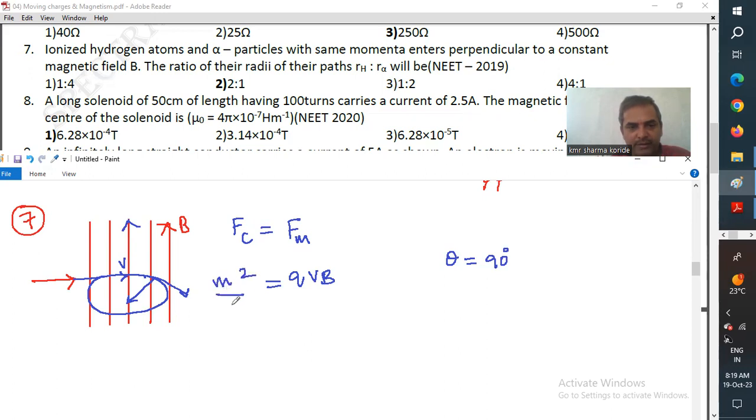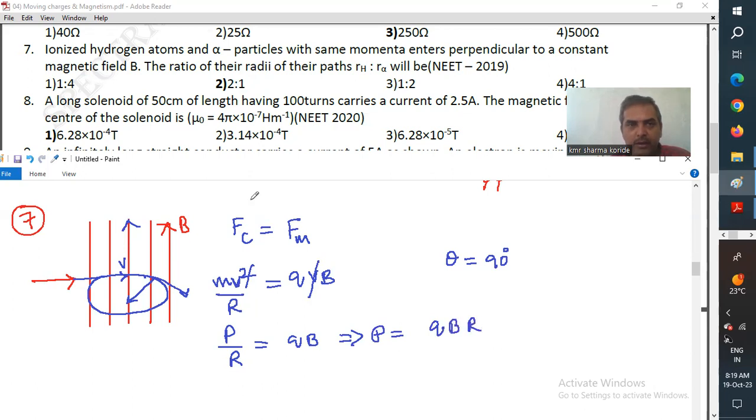It is going to be mv square by r. Okay, so we can cancel on both sides of the equation. Now radius. They mentioned the momentum to be the same. So mv is momentum. Ensure that whatever is given in the question is present in the formula, which is equal to qBr. So therefore momentum P is equal to qBr.